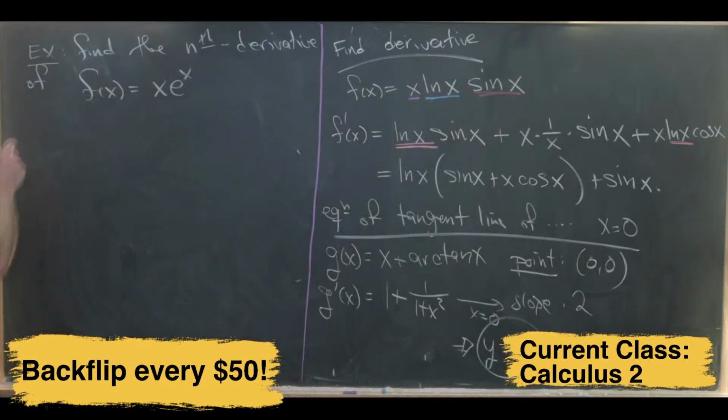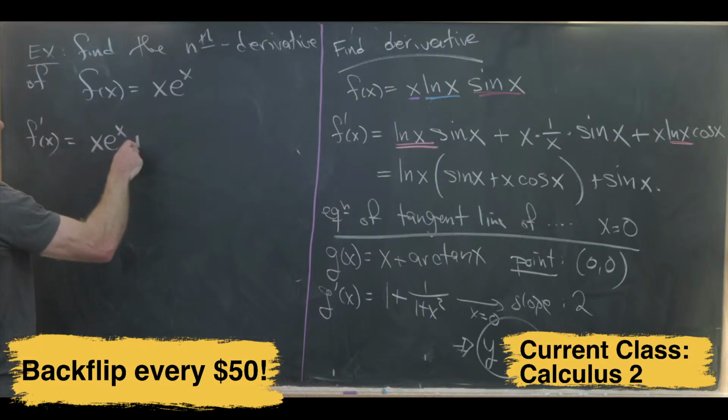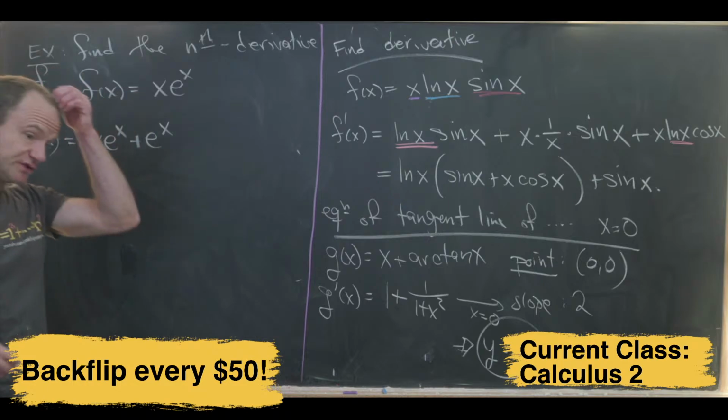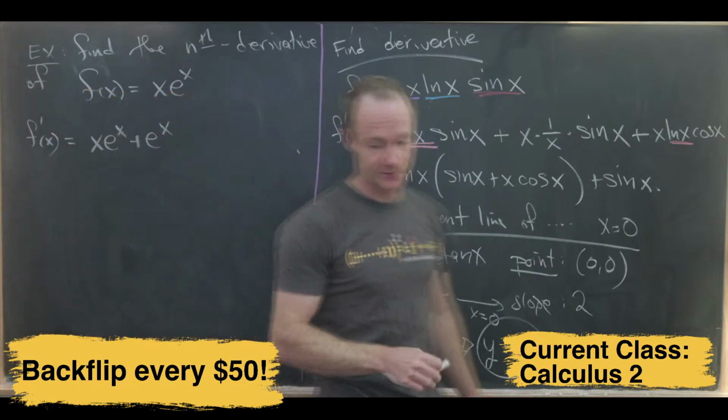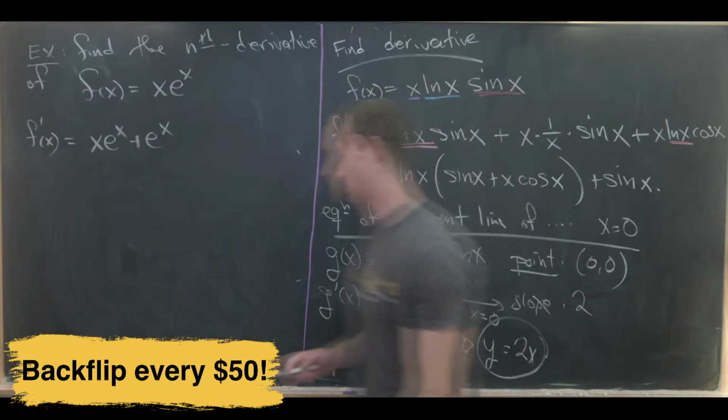Okay, so let's just make some lists. The derivative is equal to, let's see, x e to the x plus e to the x. That's using the product rule. We have the product of two functions, x and e to the x.